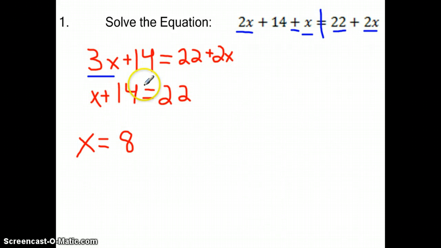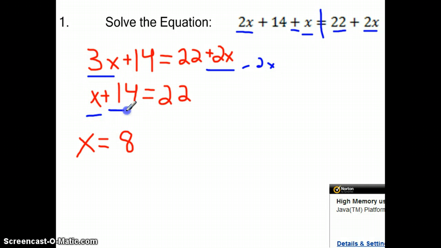The next step, we need to subtract over this 2x right here, because we have a 3x over here, so we subtract 2x. And when we do that, we just get x over here, and we still have the plus 14 and the 22. Then we need to get x by itself, because that's our goal. So we subtract 14 to the other side. We get 22 minus 14, and we get our answer, which is x equals 8.